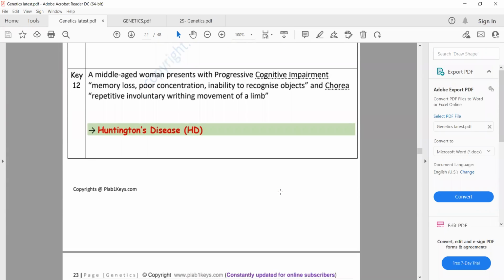Now, Huntington disease, you need to remember 3 points to make a diagnosis of Huntington disease. That is cognitive impairment plus involuntary movement of a limb plus family history of the same disease. So if these 3 criteria are present, then your diagnosis will be Huntington disease.